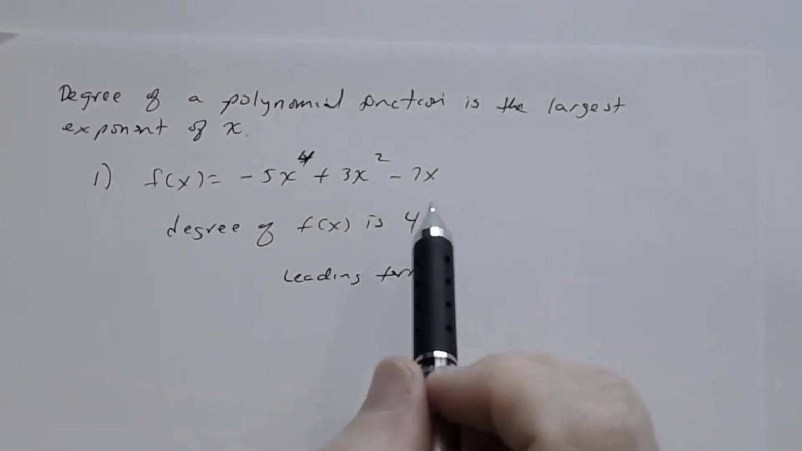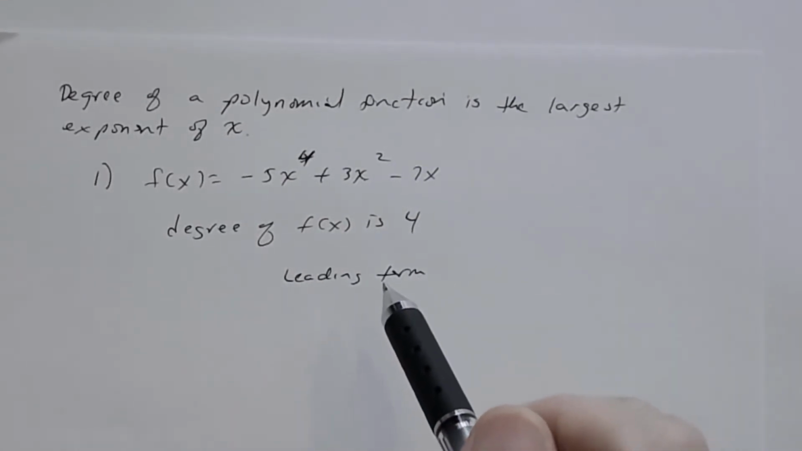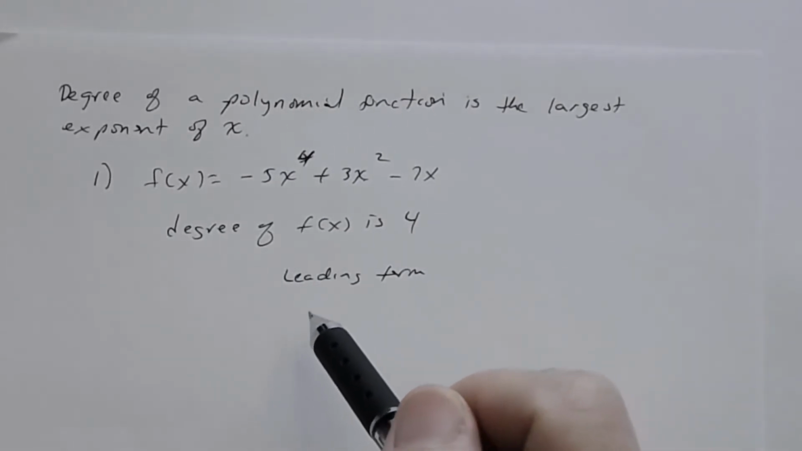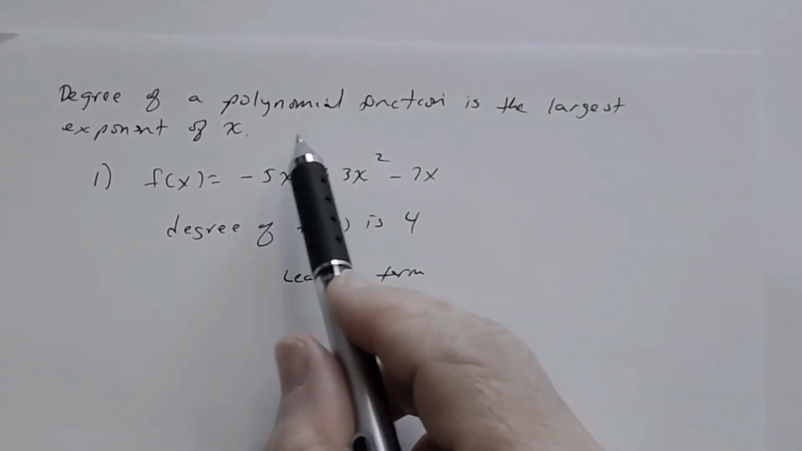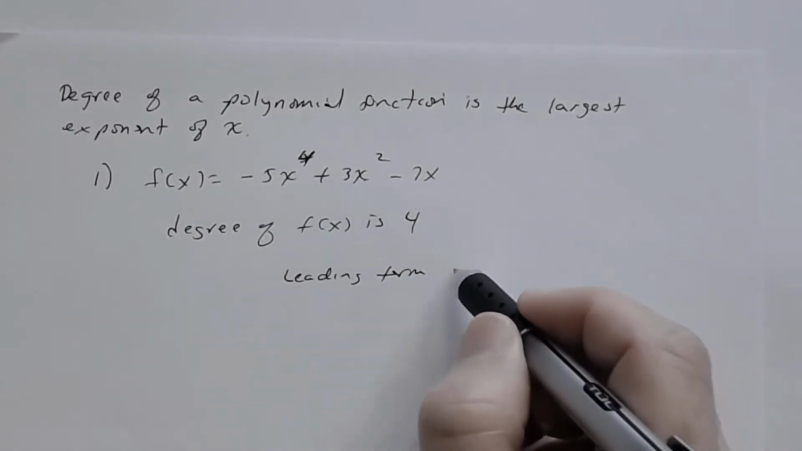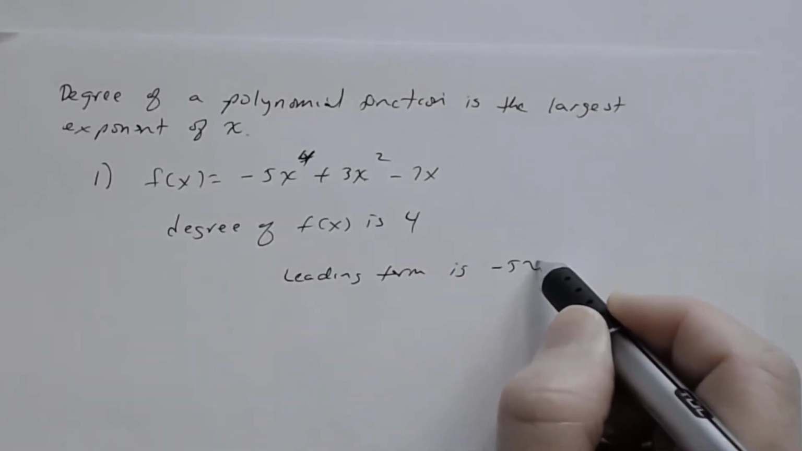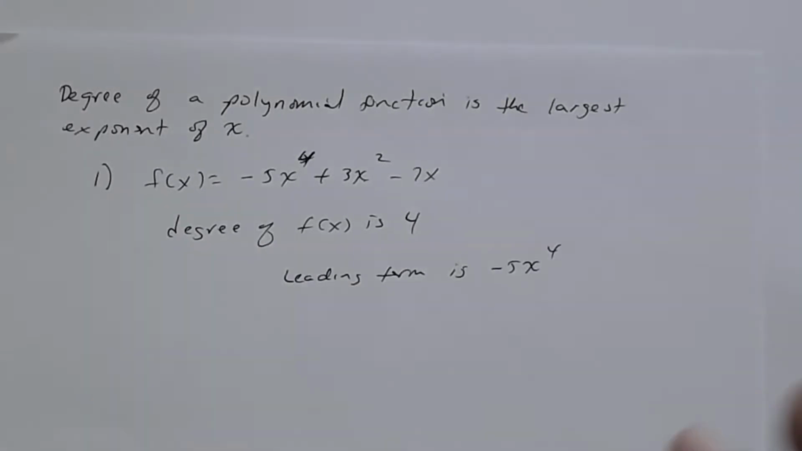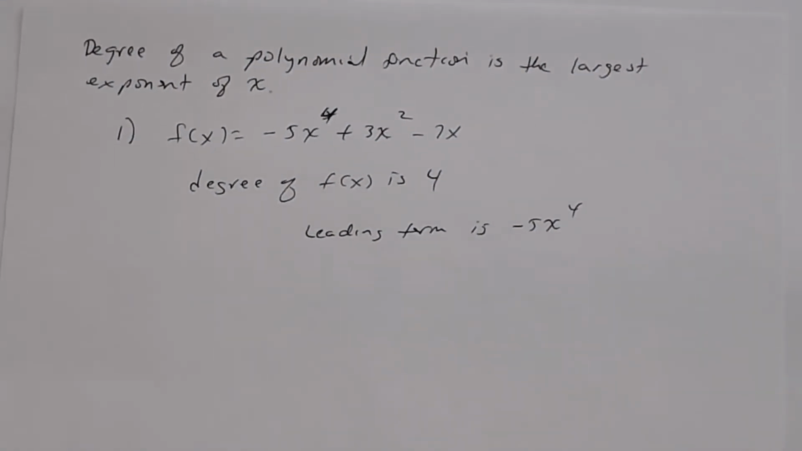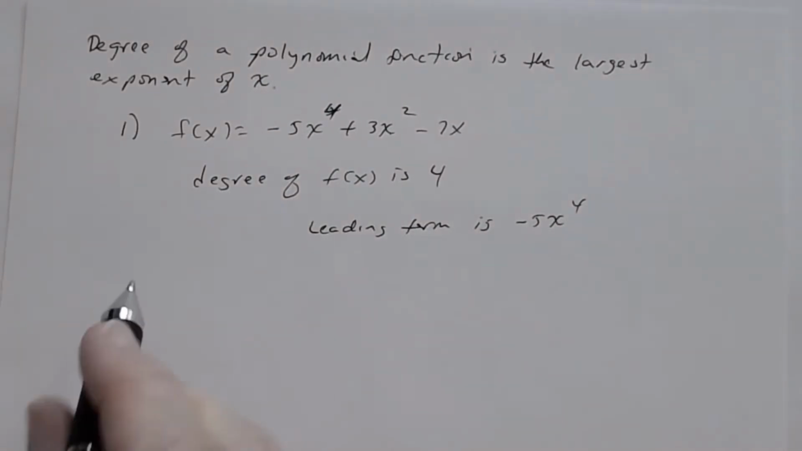Now remember, the leading term doesn't mean the first term you see. The leading term is the term that has the largest exponent. So that's this. So the leading term is negative 5x to the 4th. That's your leading term. Okay, so that's going to be important in our discussion in a little while. So keep that in mind.